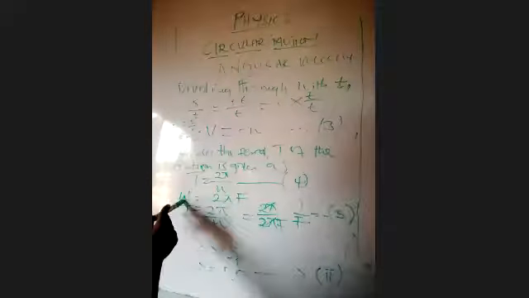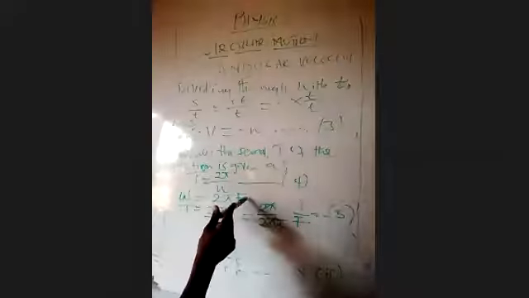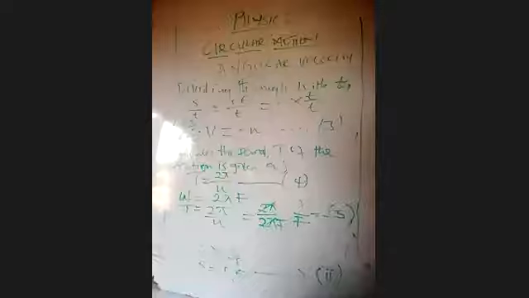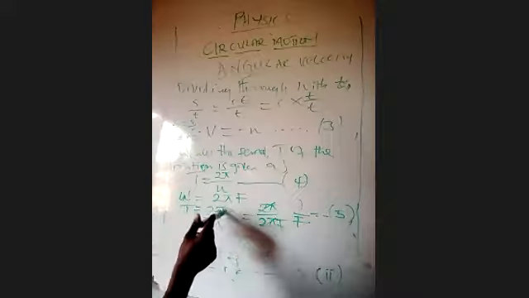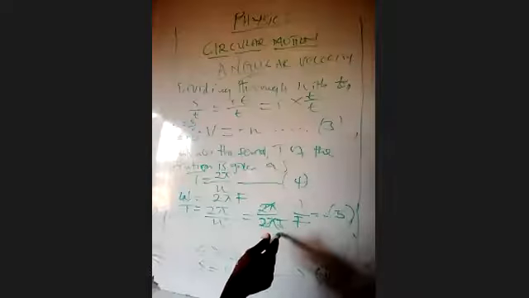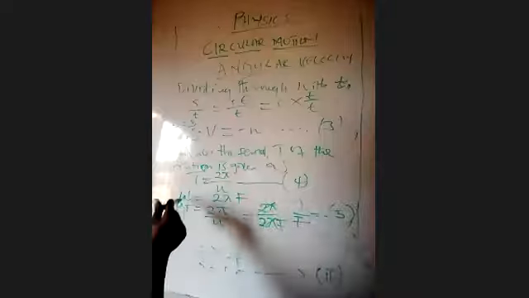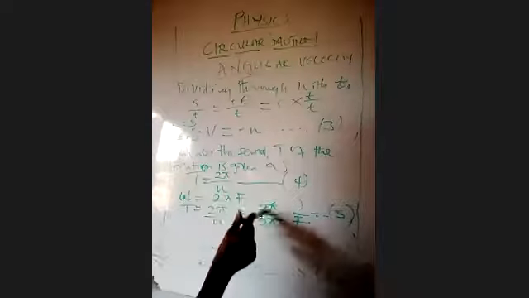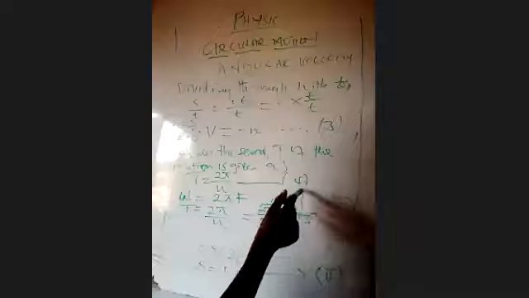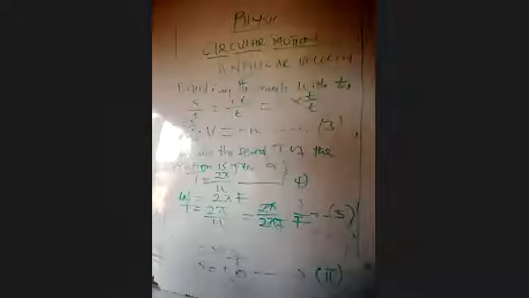Therefore, W will be equal to 2 pi F, where F is the frequency of the body. Then T will be equal to 2 pi over W, as given here, which is equal to 2 pi all over 2 pi F. How do we get 2 pi over 2 pi F? The 2 pi here is the 2 pi over W. Our W is 2 pi F, so we cancel the 2 pi, and that will give us 1 over F, which gives us equation 5.